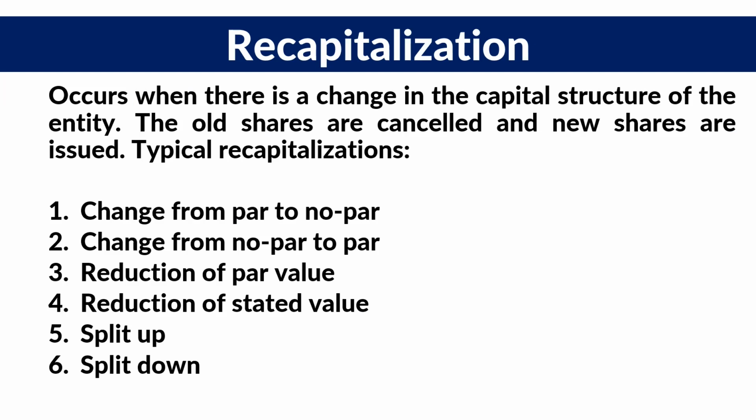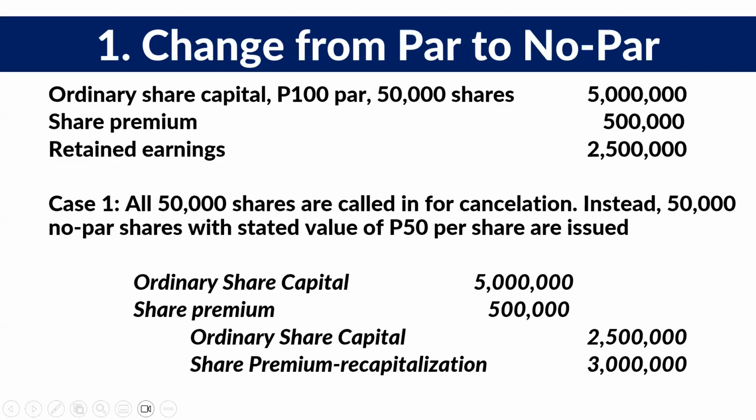One is change a par value share to no par value share, or change from no par value to par value, or you reduce the par value of the share, or reduce the stated value of the share. And then there could also be split up wherein the number of shares would increase, or split down wherein the number of shares will decrease. So here's an example or illustration of what we're going to do if we're going to change a par value share to a no par value share.